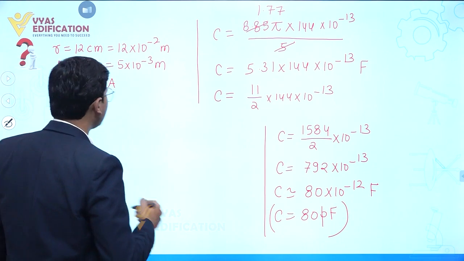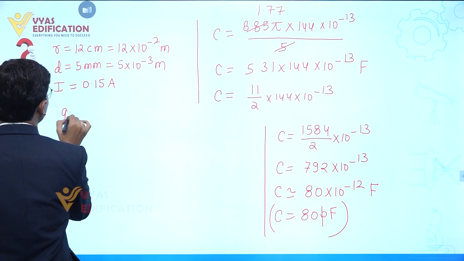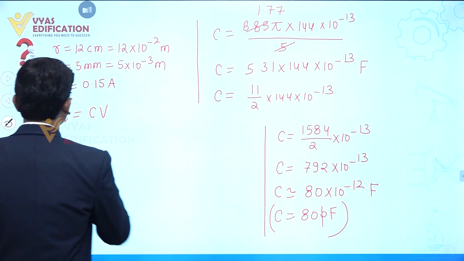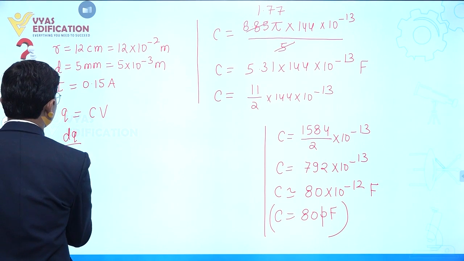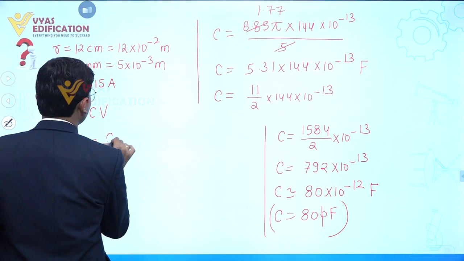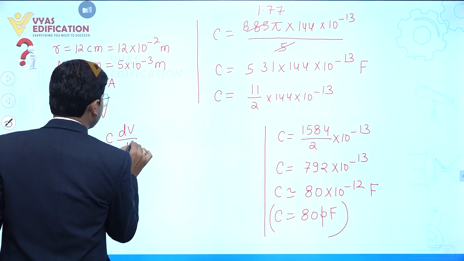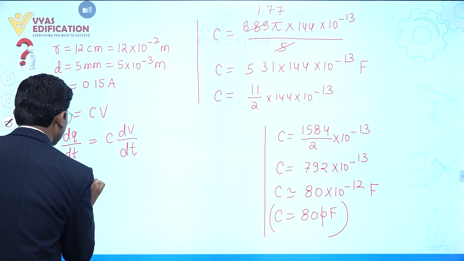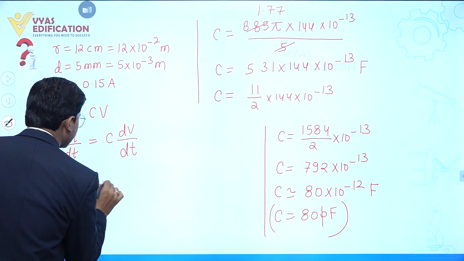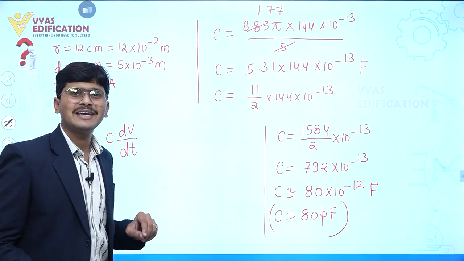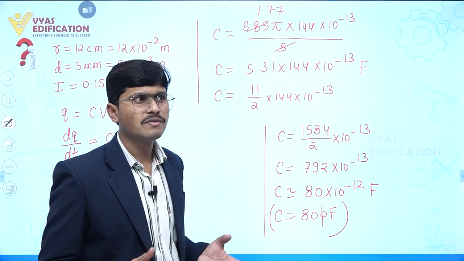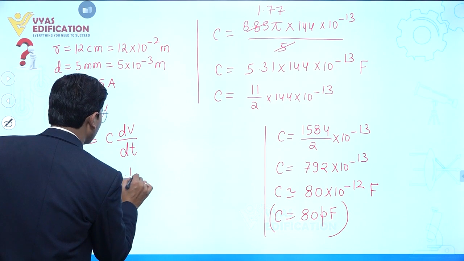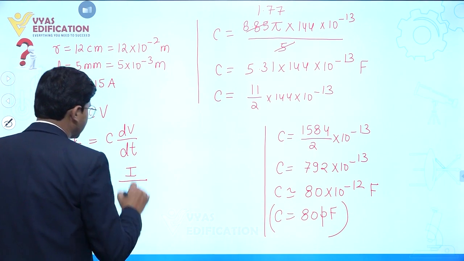Yes, so from here we can say actually we know Q is equal to CV, clear. So if we differentiate this charge Q with respect to time t, we can say this is given by C dV by dt, clear. So from here can we calculate the value of dV by dt? Yes. So dV by dt is given by dQ by dt divided by C. dQ by dt is the rate of charge, so this is equal to current divided by capacitance, clear.